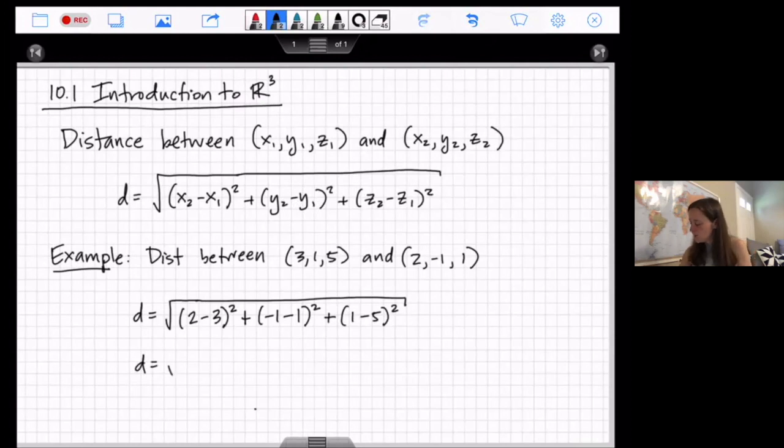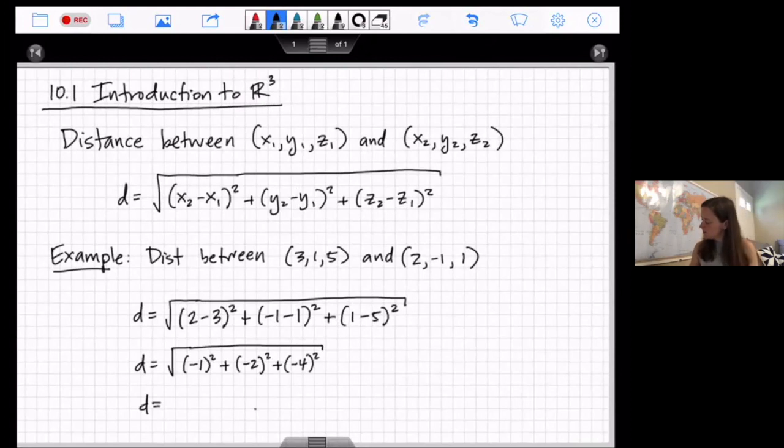Okay, so 2 minus 3 is -1 squared plus -2 squared plus, it's a lot of negative stuff, -4 squared. All right, let's see, that gives me 1 plus 4 is 5 plus 16 is 21, so square root 21. All right, so that's the straight line distance in 3 dimensions between those 2 points.